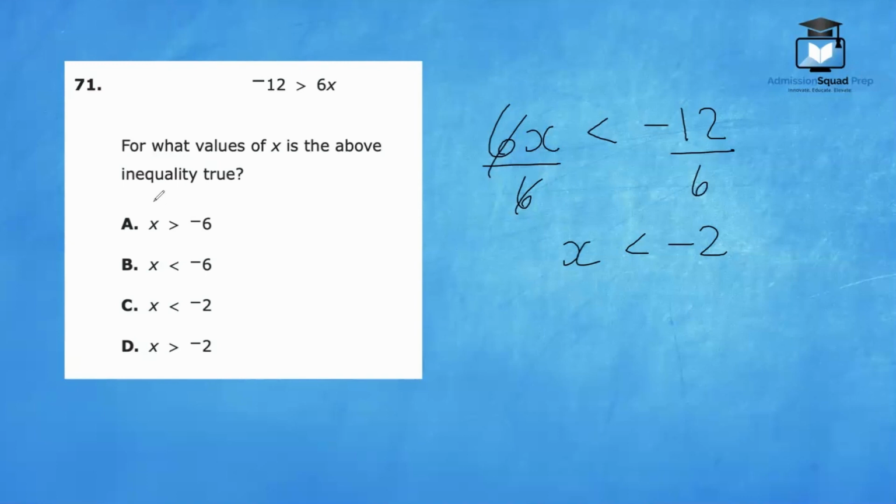It's also important to look at how the answer choices are represented. In the original problem, X was on the right, and in the answer choices, X was on the left. So it's really important to pay attention to the format of how the problem is represented. So the correct answer here is choice C. x is less than -2.